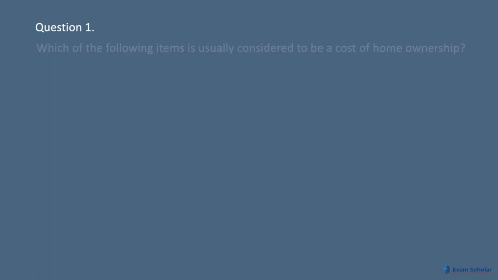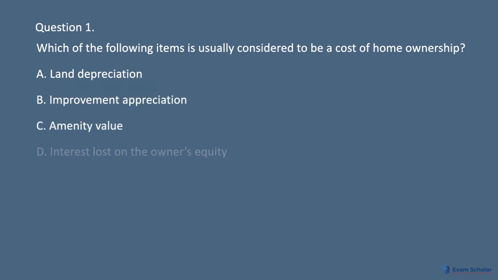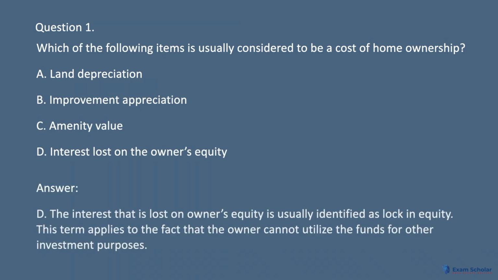Question 1. Which of the following items is usually considered to be a cost of home ownership? A. Land depreciation. B. Improvement appreciation. C. Amenity value. D. Interest lost on the owner's equity. Answer. D. The interest that is lost on owner's equity is usually identified as lock-in equity. This term applies to the fact that the owner cannot utilize the funds for other investment purposes.